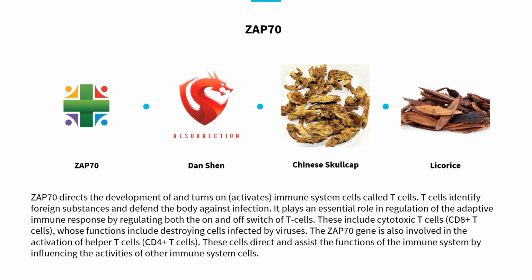other immune system cells. Reverse Effects has taken into consideration everything surrounding these sets of genes and chosen very specific compounds that have been shown in research to make a huge impact, such as dan shen, skullcap, licorice root, and others.